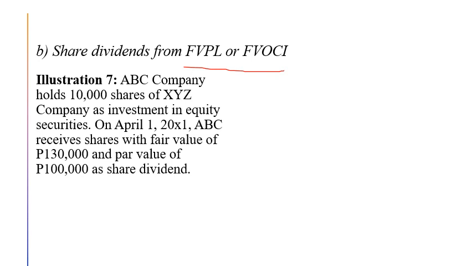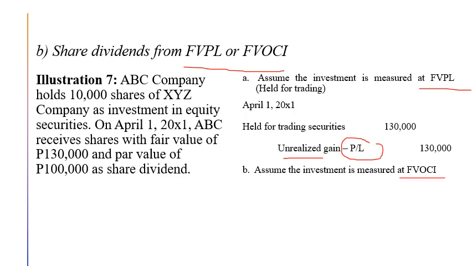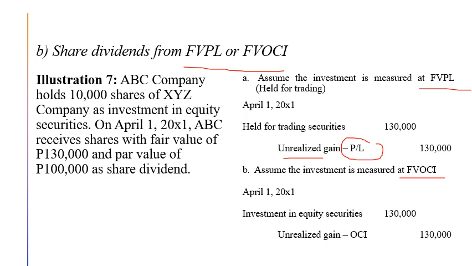As a general rule, we have to debit the investment and we credit unrealized gain. It depends if it is FVPL or FVOCI in determining what would be the credit to unrealized gain. First, if it is classified as FVPL, we debit held for trading securities and credit unrealized gain, profit or loss. If this is classified as FVOCI, then we debit investment in equity securities and credit unrealized gain, OCI.